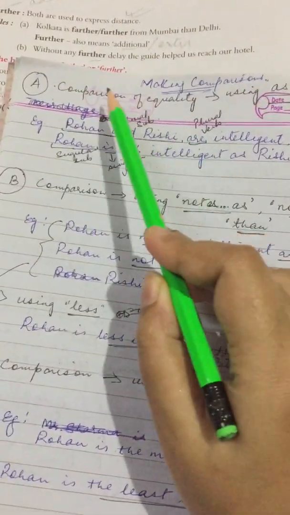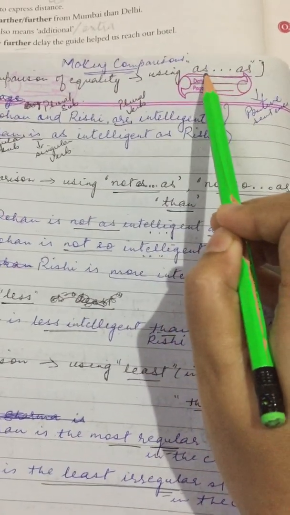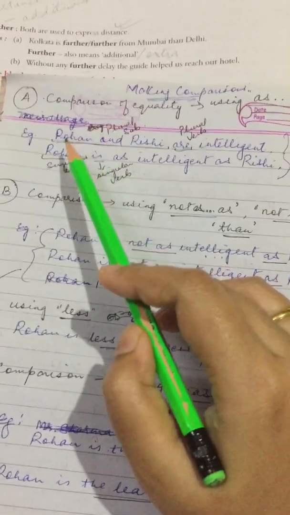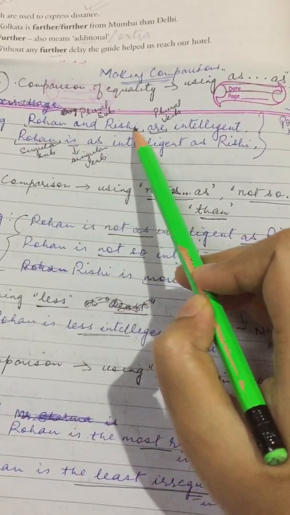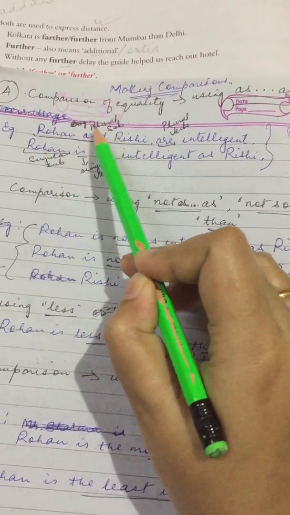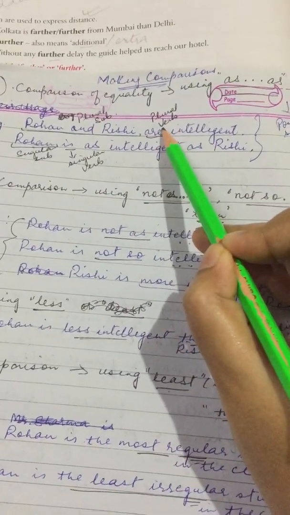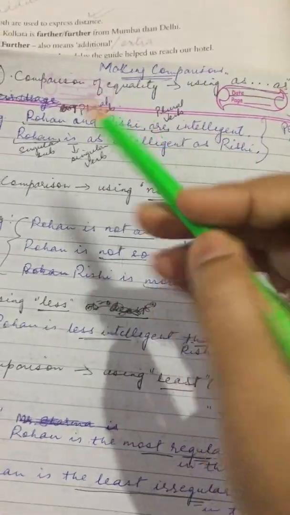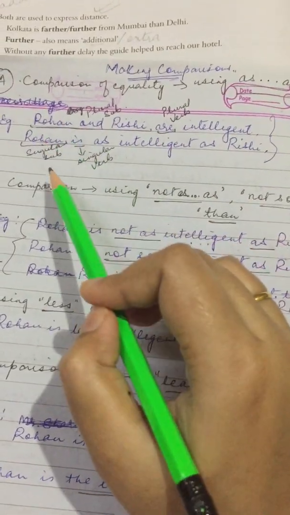Comparison of equality. Which is the word that we use for the comparison of equality? As dot as. Okay, I have taken another example here. Rohan and Rishi are intelligent. So Rohan and Rishi is a plural subject, so the verb will also be plural. Now when we will show the comparison, how we will do it?